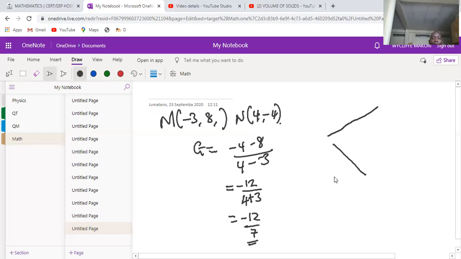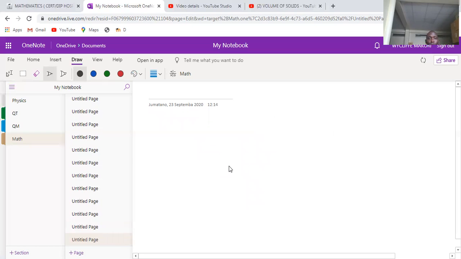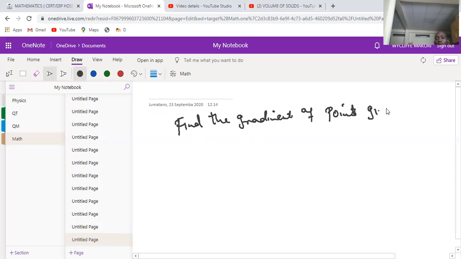So I leave you with these particular questions to try on your own. You can pause the video and then try this. You are told, find the gradient of a line whose points are given below. And this is actually what you have been given.